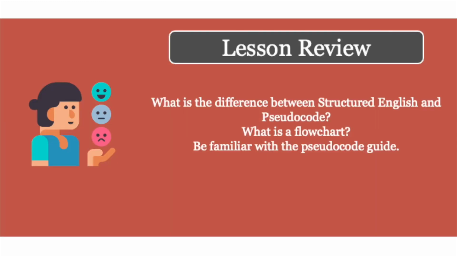You should now know the difference between structured English and pseudocode. You should know what a flowchart is and the basic symbols, and you should be familiar with the pseudocode guide and what the pseudocode basics are. Hopefully you also practiced writing some pseudocode and some structured English algorithms, and the next stage for us is going to be to build on these and start experimenting with the kind of algorithms that you will need at AS level. That's all for today.